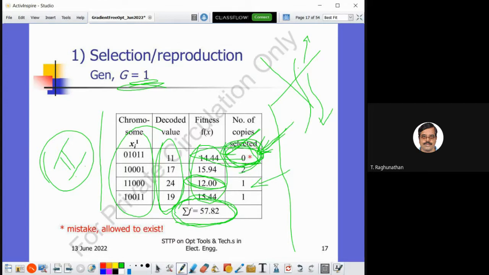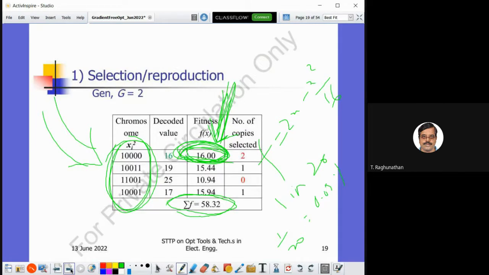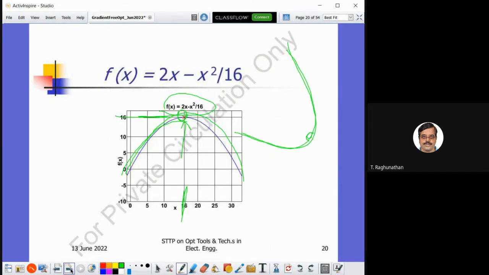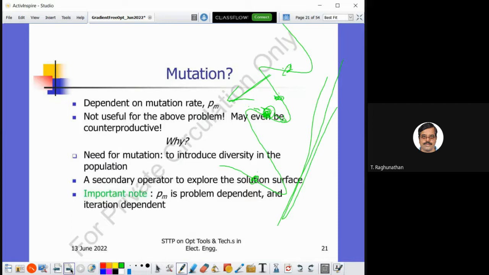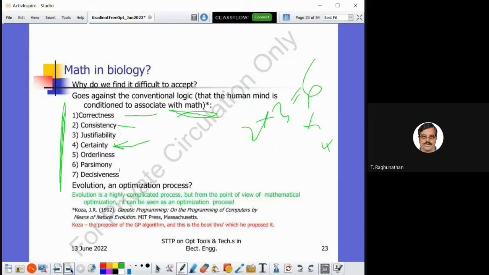So with all this randomness in the process, if I can still optimize, that is something the human mind finds very difficult to understand, because that kind of maths we never learned. That is why we don't accept evolution as an optimization process.